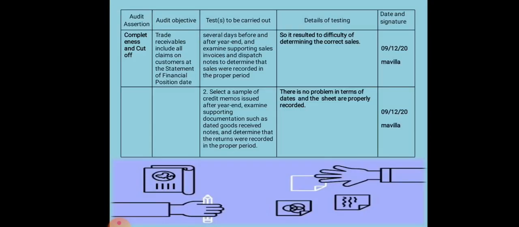Third, completeness and cut-off. Select several days before and after year-end, and examine supporting sales invoices and dispatch notes to determine that sales were recorded in the proper period. So, it resulted in the difficulty of determining the correct sales. Second, select a sample of credit memos issued after year-end. Examine supporting documentation such as dated goods received notes and determine that the returns were recorded in the proper period. There is no problem in terms of dates and the sheets are properly recorded.